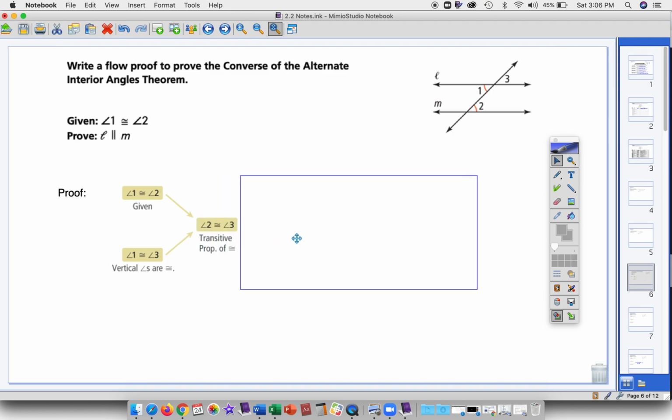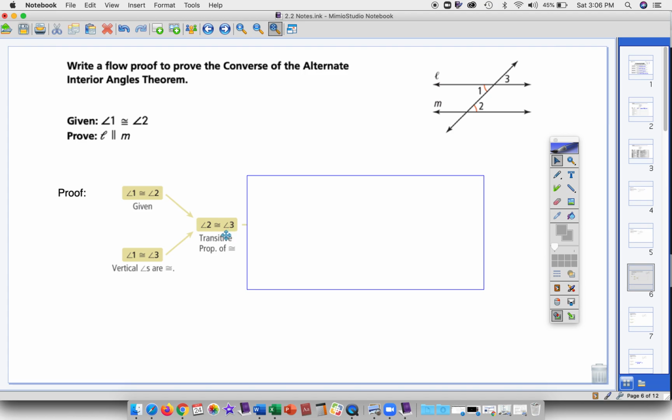That leads us to where we can say angle 2 is congruent to angle 3. And that comes from the transitive property. So here's a good example of when you could not use substitution. If you were thinking substitution, remember that's only a property of equality. If we're using congruency, then it has to be transitive.